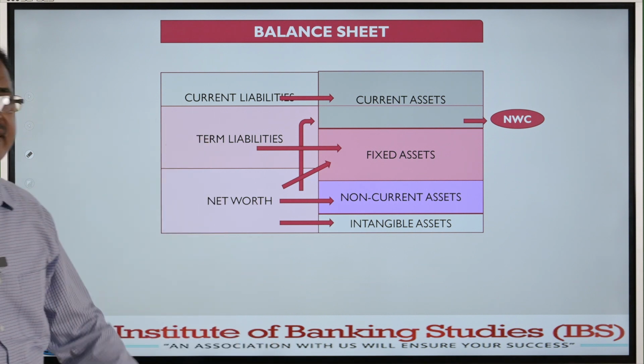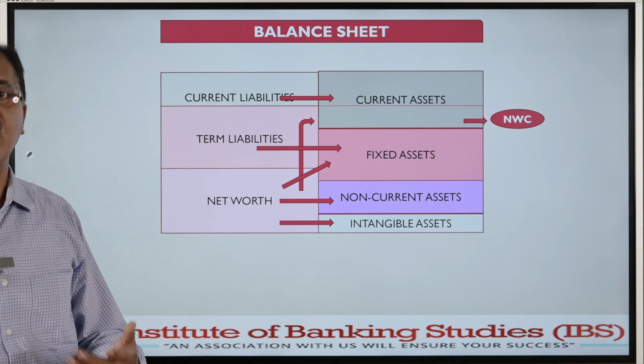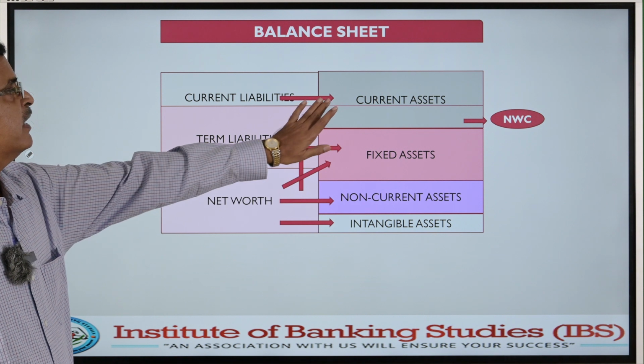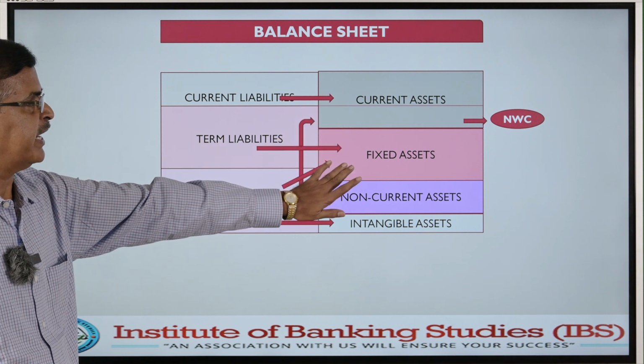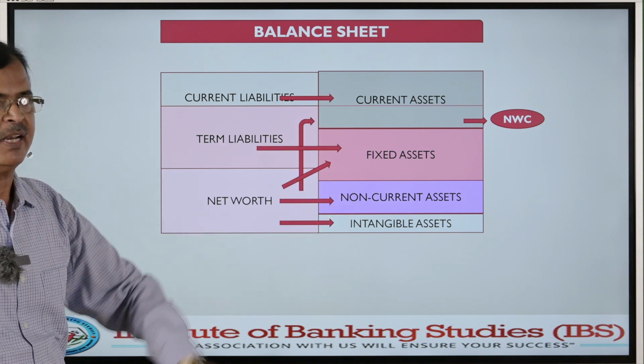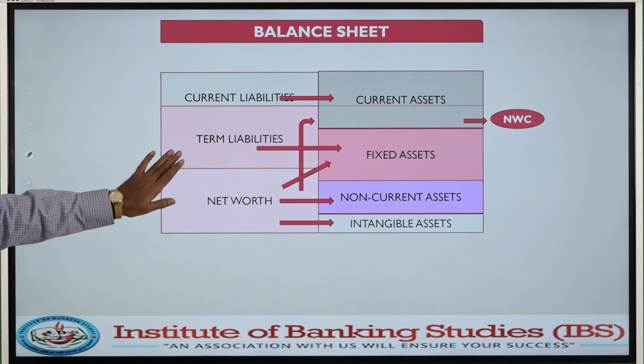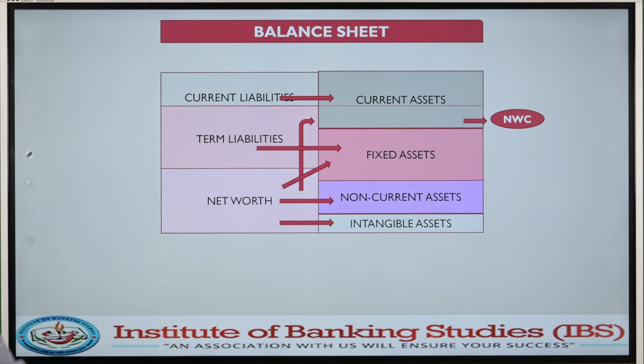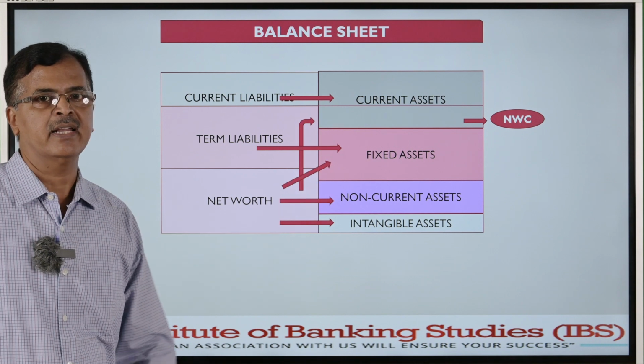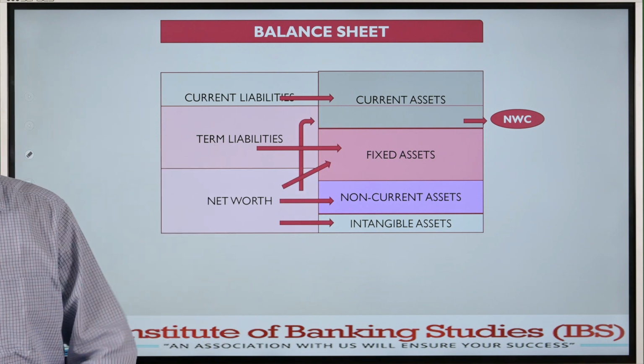Just you watch this. This is the sum up of the balance sheet which you have read so far. See, current assets and fixed assets, non-current asset, intangible assets. And here current liabilities, term liabilities, net worth. So I have marked certain arrow marks here because there are some relationships between these items.